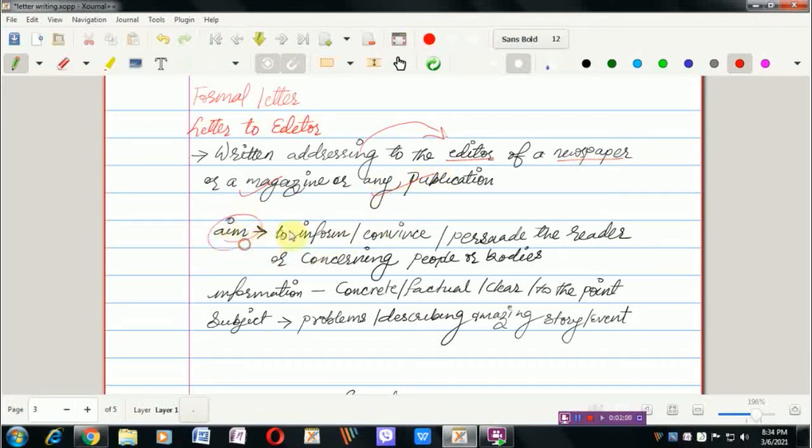The main aim of writing this letter is to inform, convince or persuade the reader or concerned people or bodies about some problems, or also to describe some amazing story or event. The information it gives is concrete, factual, clear and to the point. So we should be very specific. We have to give factual information in this type of letter.